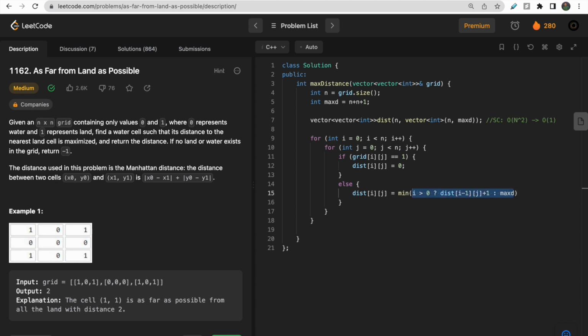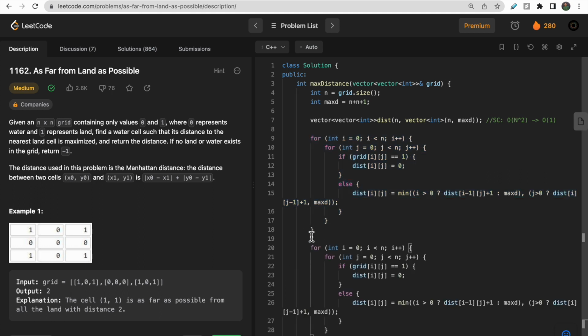So this is one thing, comma, and we will also check for j greater than 0, question mark, then distance of i, j minus 1 plus 1, else the maximum distance, right? Okay, let me also put this in the bracket. So we are finding the minimum of this top and left, and we are updating the distance array, correct? Now here we have started the loop from top left. The same we would do from bottom right.